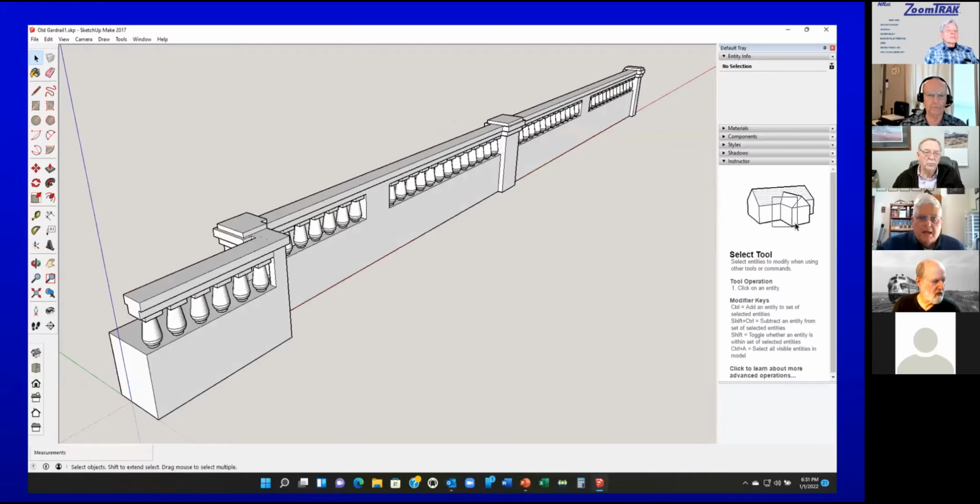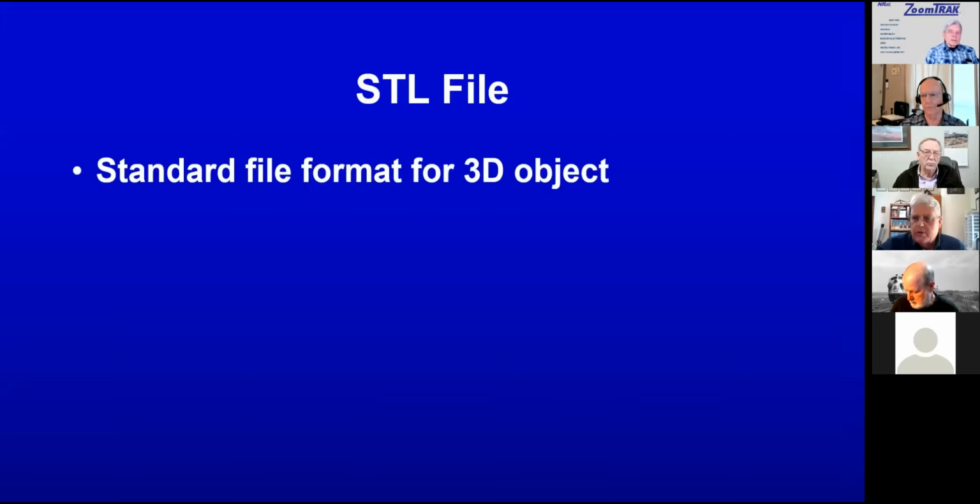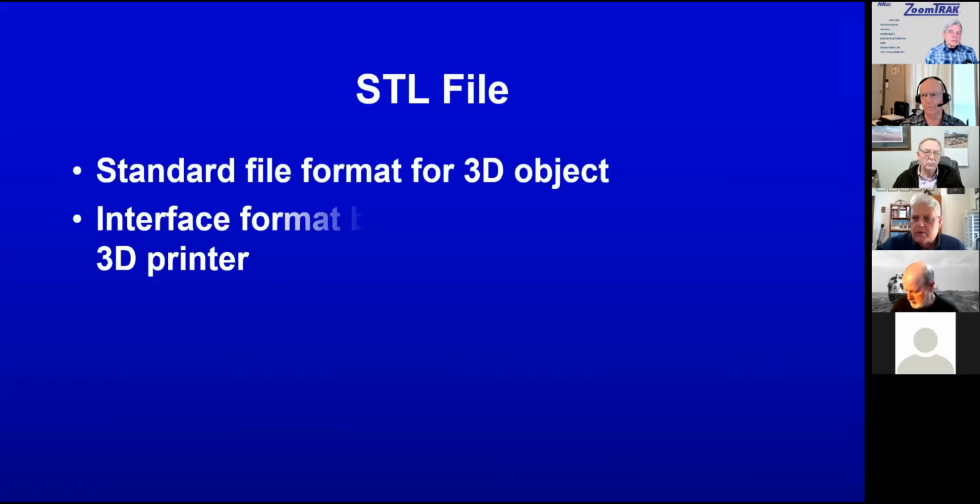And then the key to interfacing between your 3D CAD and the 3D printer is something called an STL file. This is a standard file format for 3D objects, okay? And it becomes the interface between your CAD and your printer.